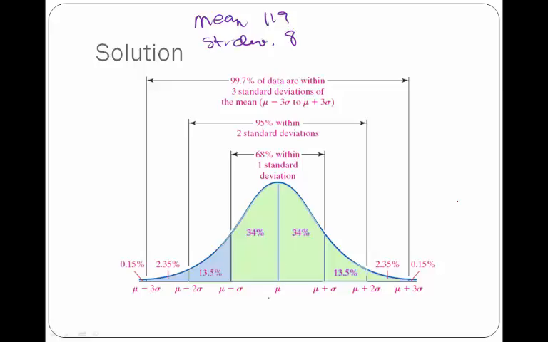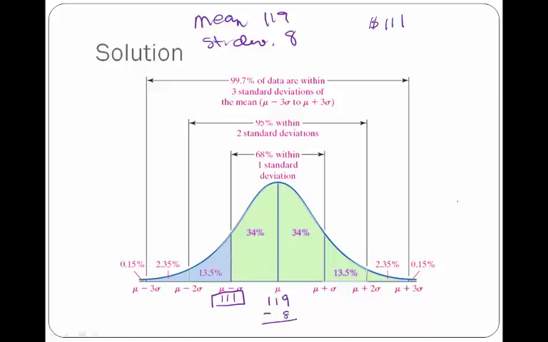So we put our mean down here in the middle. Our value of interest is 111. So we know that we need to go below the mean, not above. So below the mean would be 119 minus 1 standard deviation, so 119 minus 8 gives us 111, and that's our number of interest. The question was, what percentage would have a bill greater than $111?